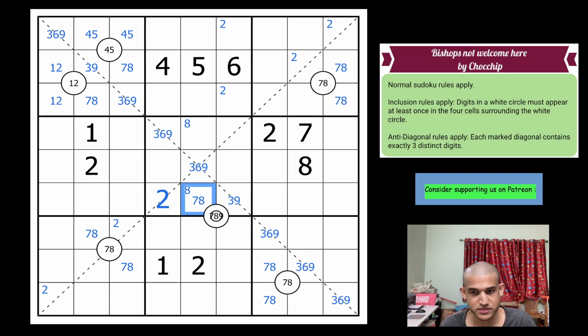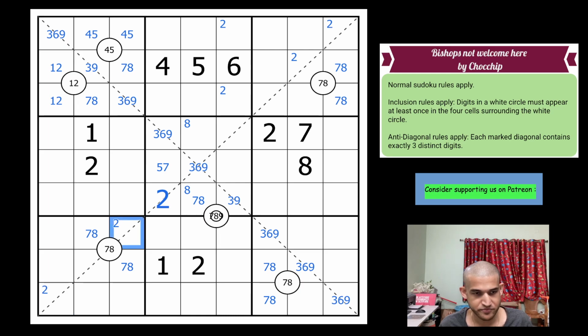Okay, this cell is restricted. 2, 3, 6, 9, 1, 4 and 8 are eliminated. So it's 5 and 7. So inclusion rules and anti-diagonal rules. There's nothing else, right? This 2 could have been forced instantly, right? I didn't see the classic part. So that was a simple miss.